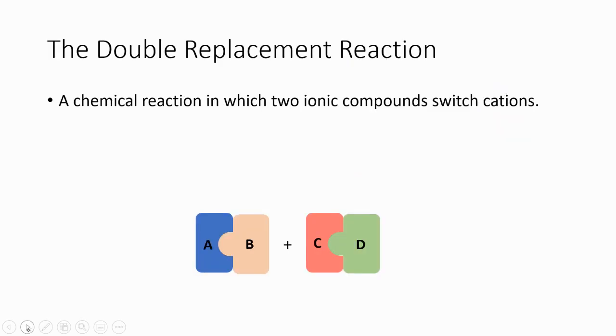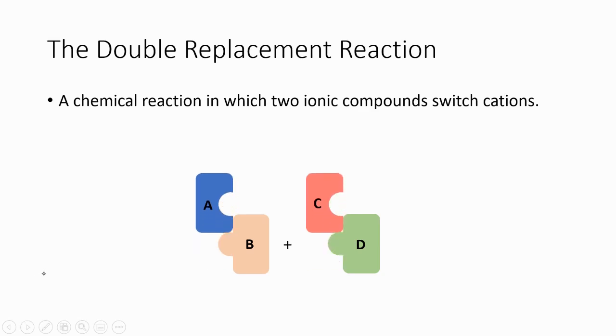So, the double replacement reaction is the one where we have two ionic compounds. So, in this case, we have AB and CD. And in this type of reaction, both of the cations are going to change places. So remember, in the single replacement reaction, we had a single metal and a compound. Here we have two compounds, and the cations or the metals are going to switch places.